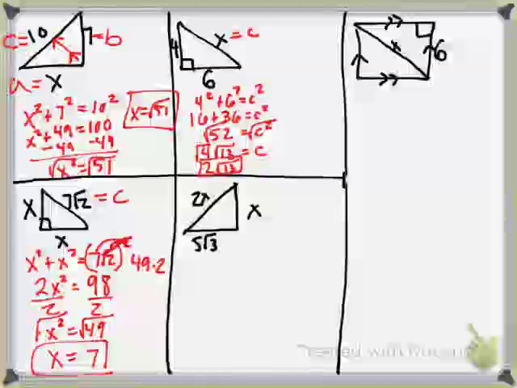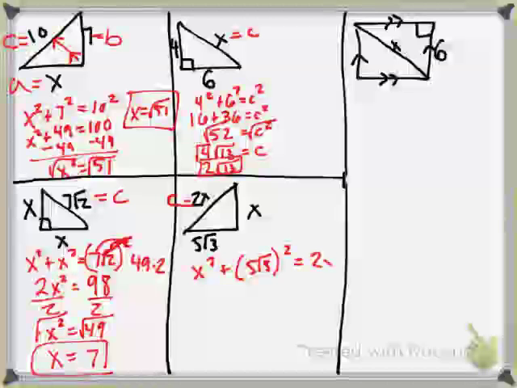Bottom center. Which one of those is the hypotenuse? The 2x. That means the 2x has to be on the side by itself. So I'm going to say x squared plus 5 square root of 3 squared equals 2x all squared.